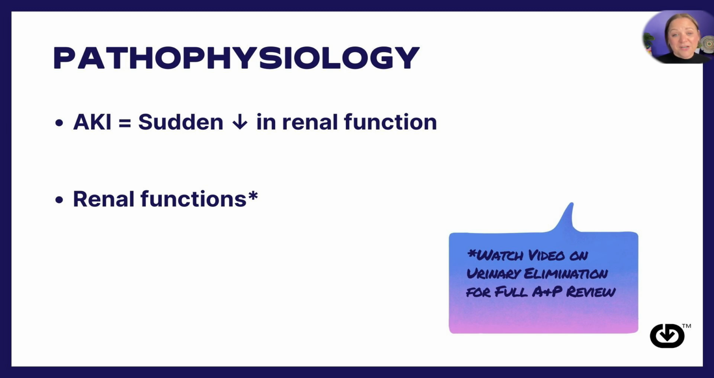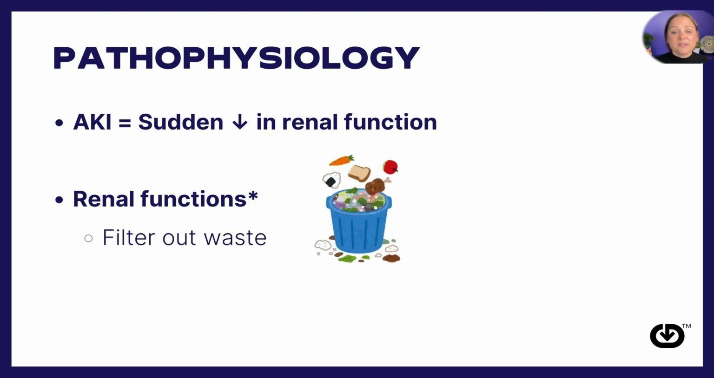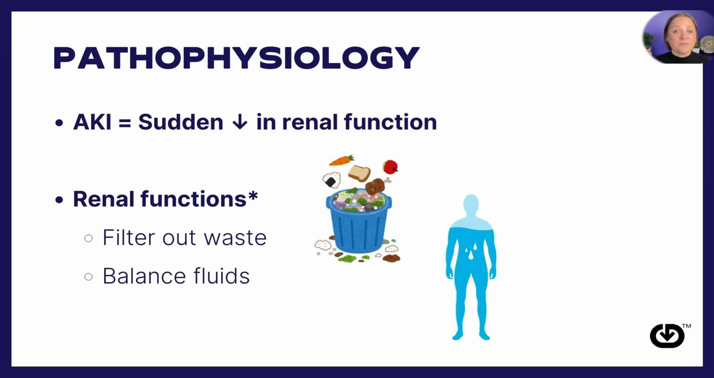But as a reminder, the kidneys have 3 essential functions. The first is that they filter out waste. So think about it as trash in a trash can going out to the garbage dump, or a coffee filter filtering out the coffee particles. The first job and most important job of the kidneys is to filter out waste. The second job of the kidneys is to balance fluids. Our kidneys help decide how much of our body fluids we should keep because we need them, and how much of our body fluids we should excrete so that we have an appropriate balance of fluids in the body.